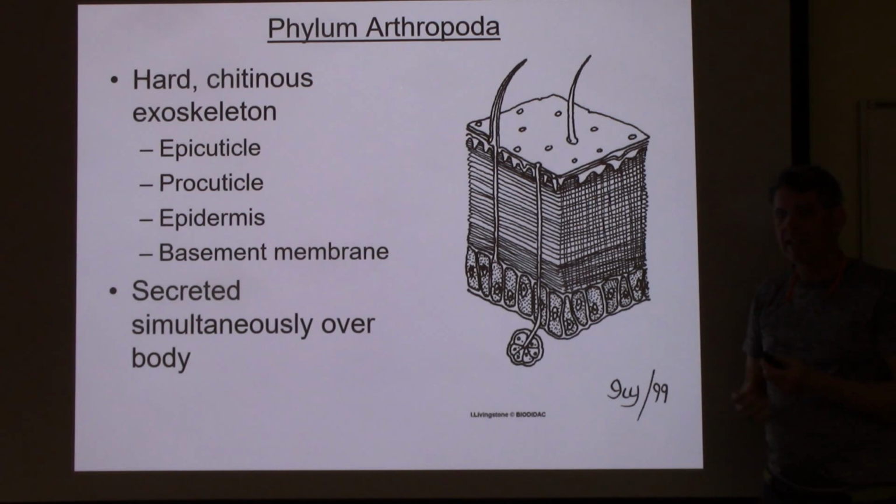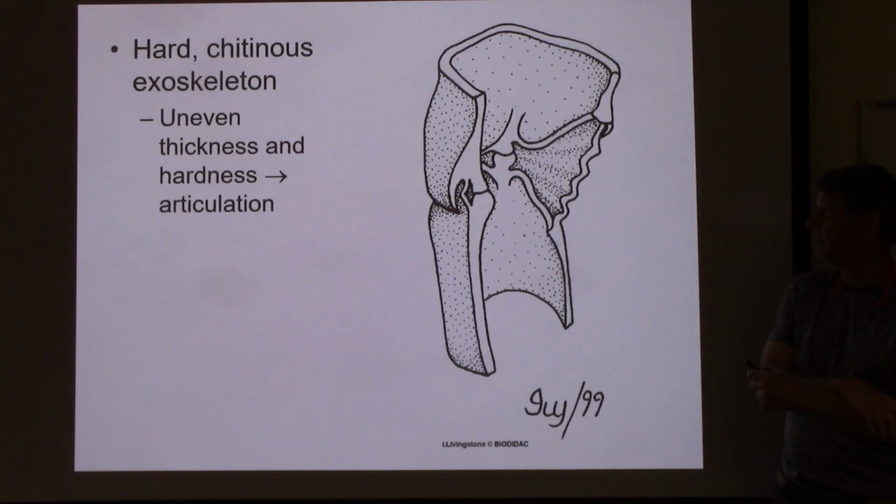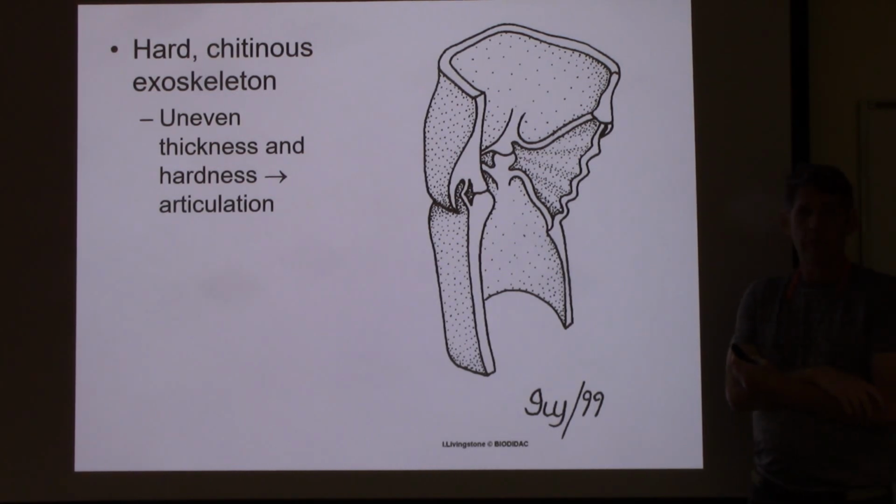And when they create this exoskeleton, they create it simultaneously over the entire body. And then they also molt it simultaneously. They shed their skin, or I should say they shed their exoskeleton. And so there are challenges being locked inside this armor. To some degree you might think it's great to be protected by a thick layer of hard material. The downside is you lose mobility.